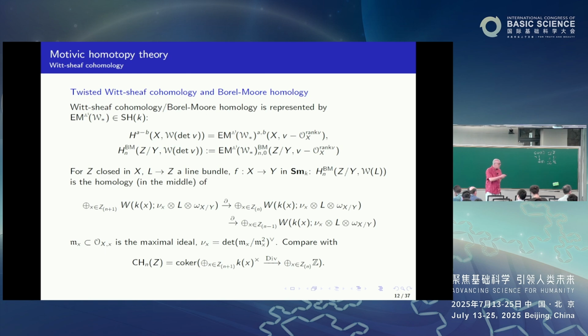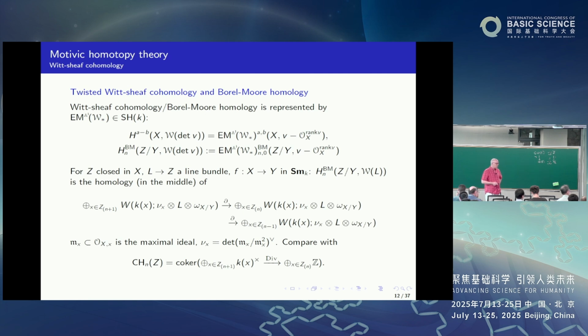And the same thing for the Borel-Moore homology, well, what is this? I mean, that's just what it turns out to be in terms of the Motivic homotopy theory. But it's very much like the Chow groups. You have a complex. In the case of the Chow groups, remember, we have this divisor map from functions on things of dimension n+1 to the integers on things of dimension n. In the case of the Witt sheaf, the part in the middle, this X_Z of n, W of k of x, and then you have these funny twists.